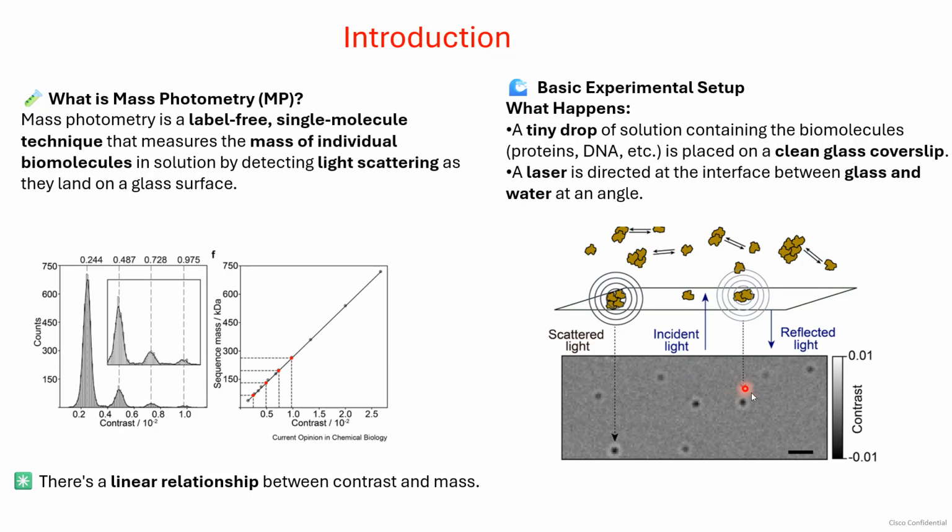So the intensity of each spot depends on the molecule size as well as its concentration. The bigger the spot, the bigger the molecule, that is the mass, and the more the intensity of that spot, the more the amount of that particular biomolecule in the solution. All of this is captured by the high-speed cameras and converted into data in the form of a histogram.